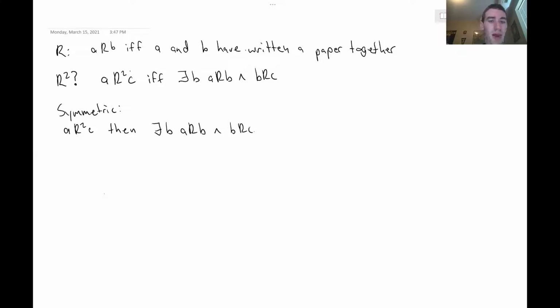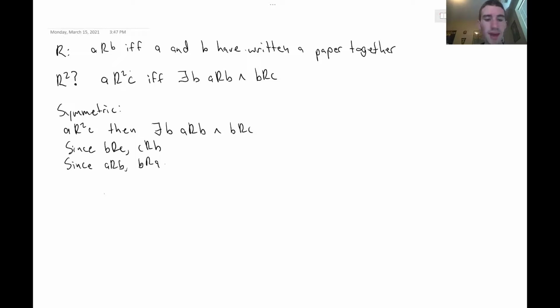What can we tell about that? Well, we're going to have to be a little clever and go back to our definition for R. If A relates to B, A and B have written a paper together, then that means that B and A have written a paper. B relates back to A. And so we can use that. Since B relates to C, then C relates to B. And since A relates to B, then B relates to A.